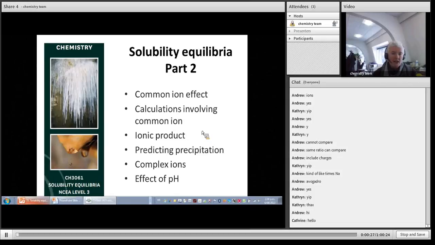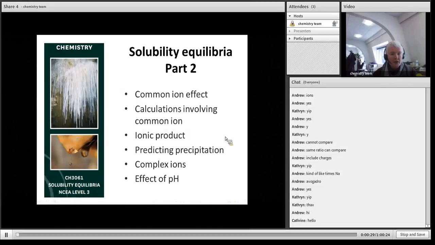So it's the common ion effect, calculations involving the common ion, and the ionic product, that's another type of calculation, for predicting precipitation. And then the complex ions and the effect of pH are some of those explanation type things that you need for merit and excellence.